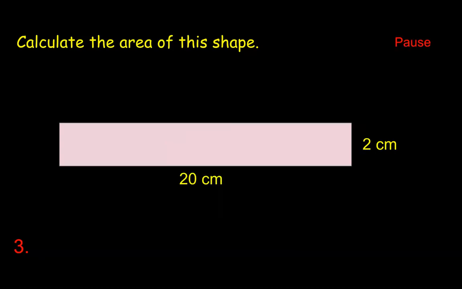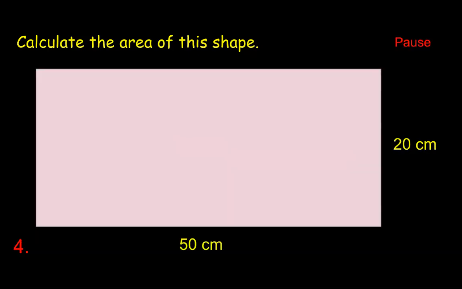Question 3, what is the area of that shape? Pause the video and carry on when you are ready. Right, 40 square centimeters. Question 4, calculate the area of that shape. So pause the video and continue when you're ready. Right, 50 times 20, 1000 square centimeters.